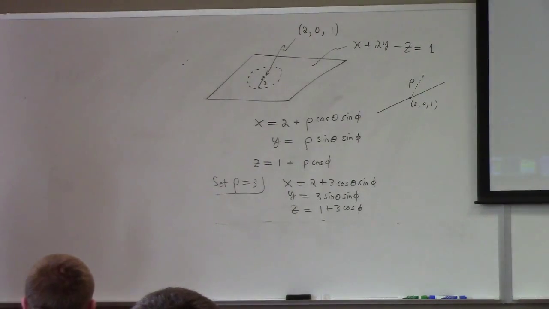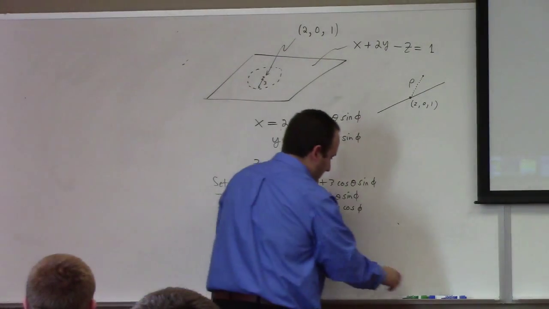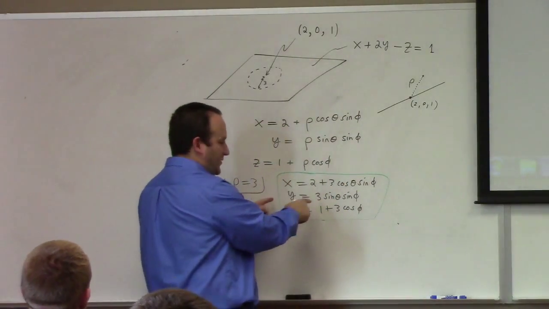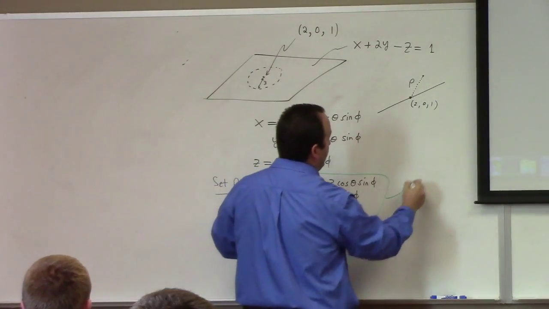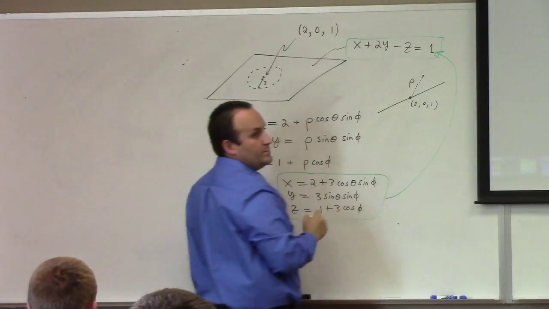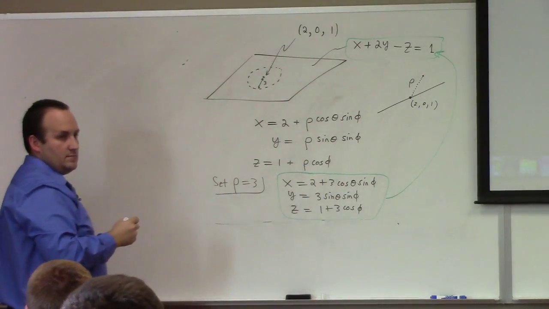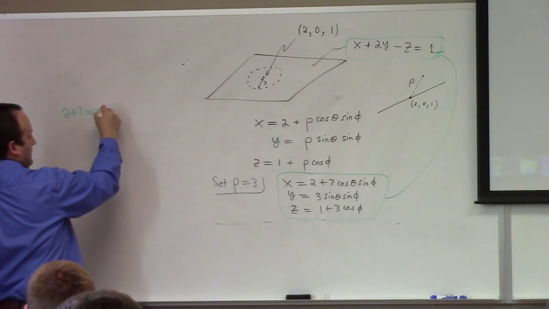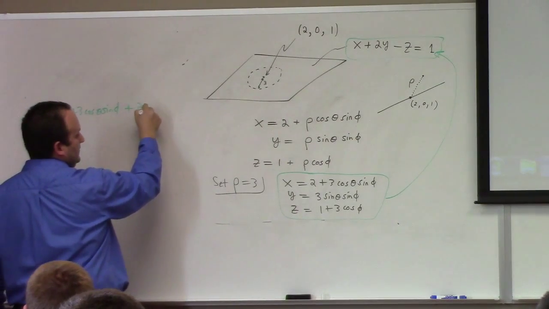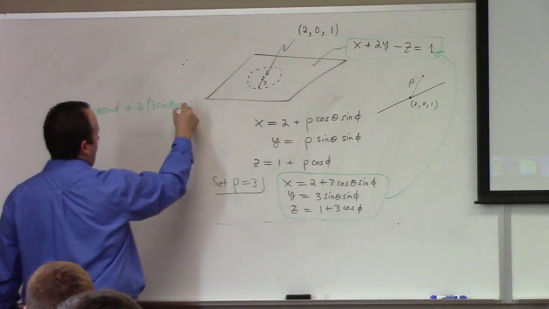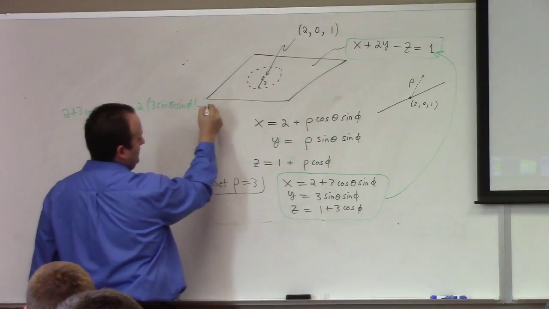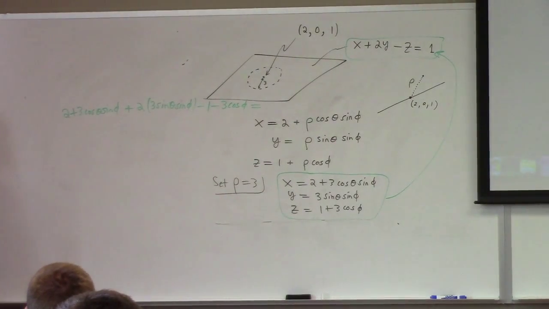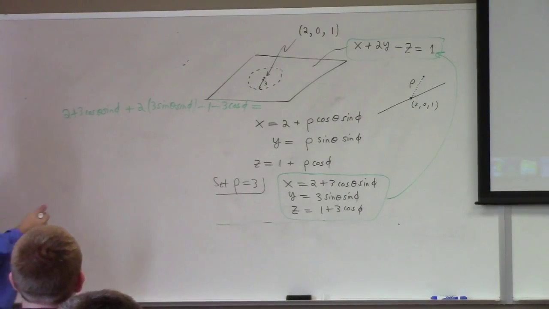But it's fairly obvious what to do. In order to do that, what can you do? You take these equations and you feed them to the plane. So what does that give me? That gives me 2 plus 3 cosine theta sine phi plus 2 times 3 sine theta sine phi minus 1 minus 3 cosine phi all equals to what? All equals 1, right?